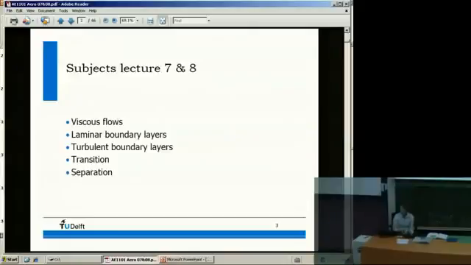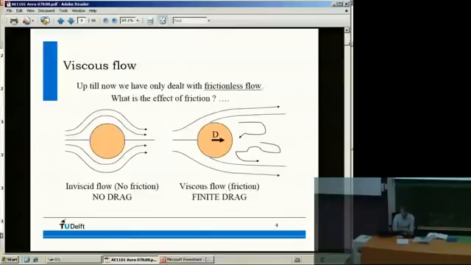So topics of today: viscous flows, of course, laminar boundary layers, turbulent boundary layers, transition, and separation. And quite often people mix up transition and separation, so please be aware. It is quite a different concept. They have a certain relation, but it's quite different.